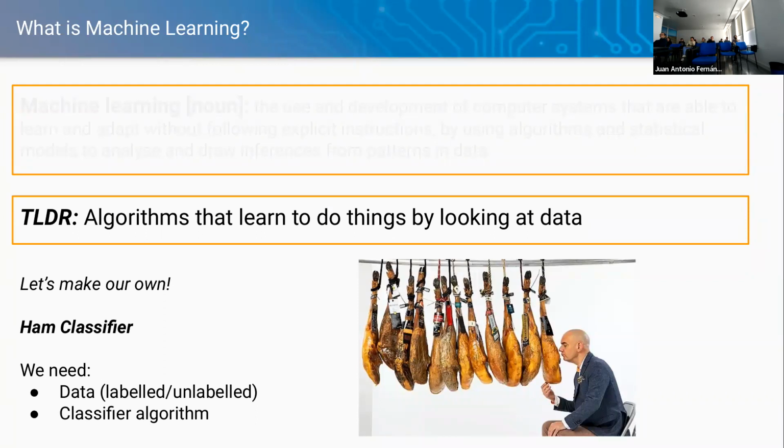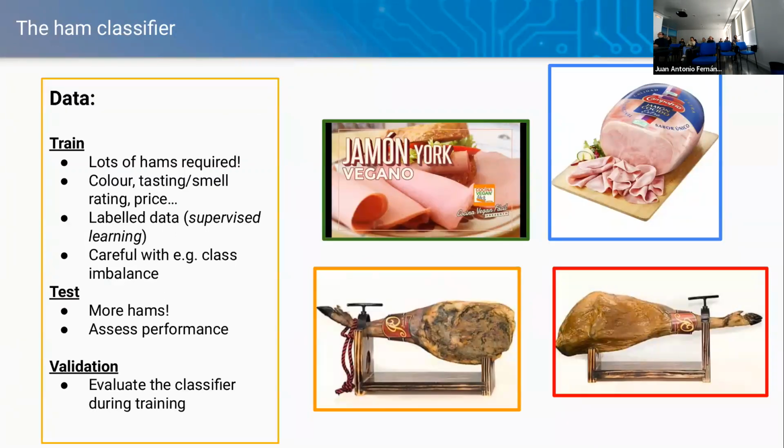So in order to build this type of classifier, you mainly need two things. You need data. So in this case, that means that we need hams. And depending on the machine learning technique, you will need labeled or unlabeled data. We are working with supervised machine learning, so that means that the data that we are using already have a tag attached to them, saying which kind of ham it was. And then the other thing that you need is the actual classifier, so the machine learning part. So let's get down to business.